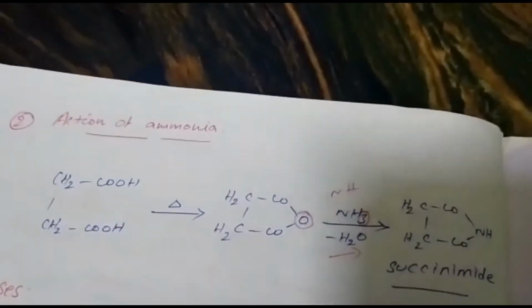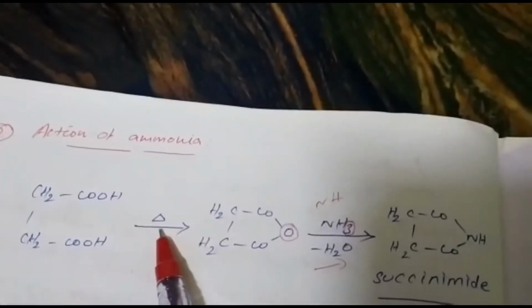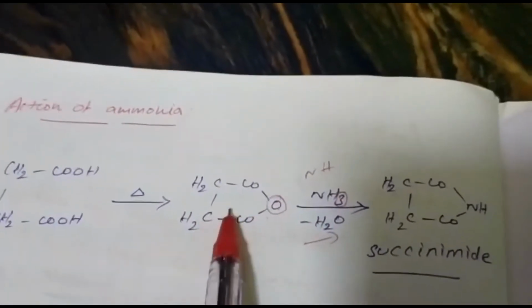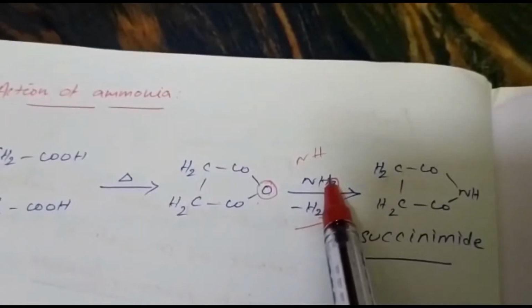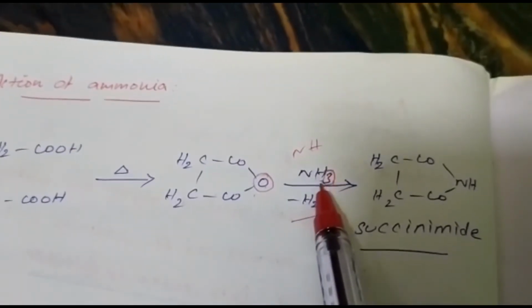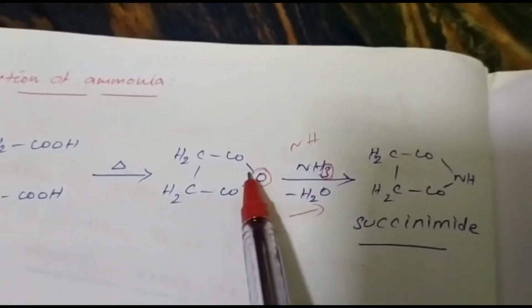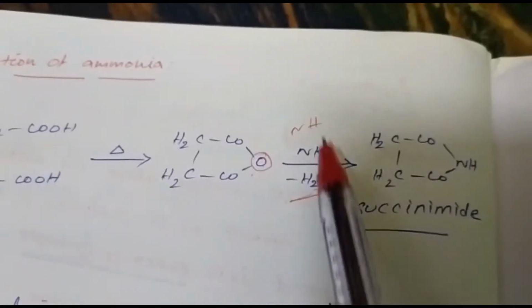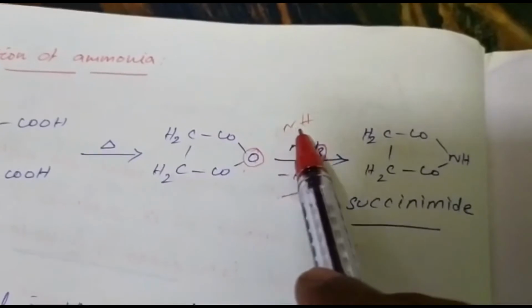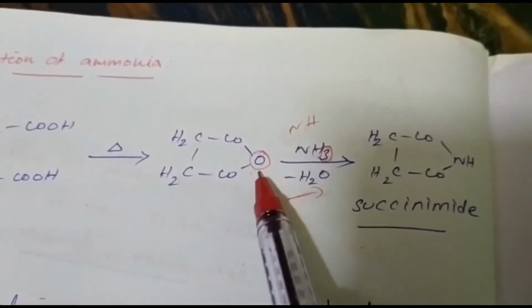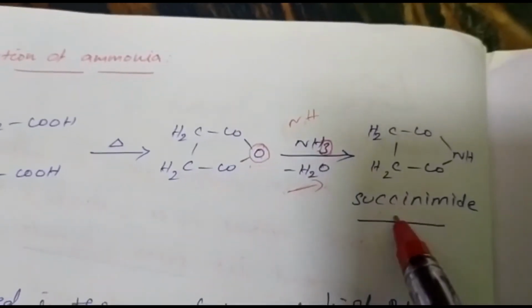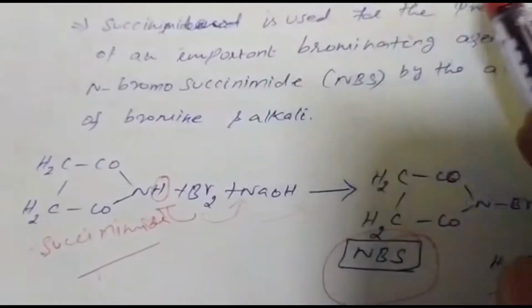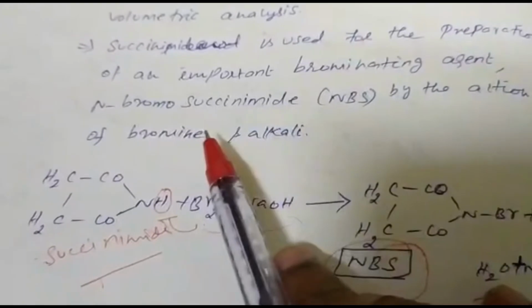So next, action of ammonia. The succinic acid is first heated to form the anhydride. Next it is treated with ammonia. Here 2 hydrogen atoms from ammonia and oxygen from the anhydride combine together and are removed as water. So what is the remaining thing? NH. This NH is attached here, to get succinimide.